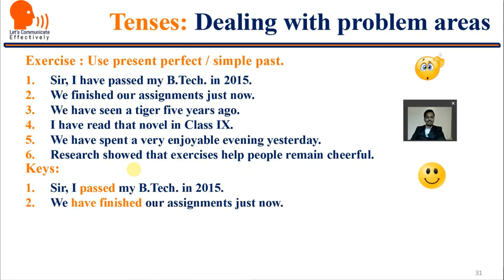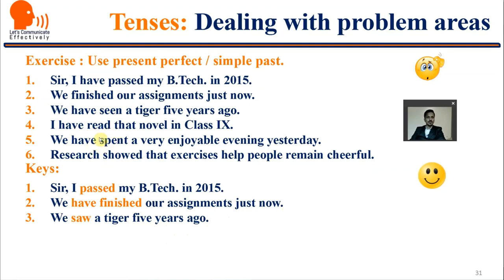Second, we have finished our assignments just now. This particular phrase will definitely have helped you. Just now cannot be in past, it is present perfect. We have finished our assignments just now. Third, we saw a tiger 5 years ago. We are talking about the thing 5 years ago. So saw, not the perfect.